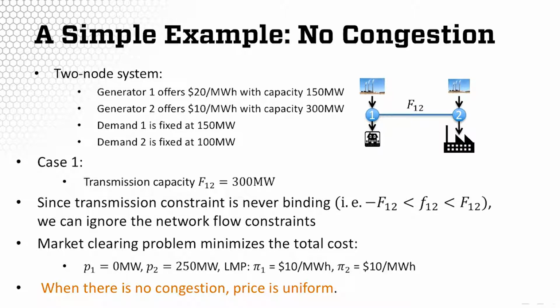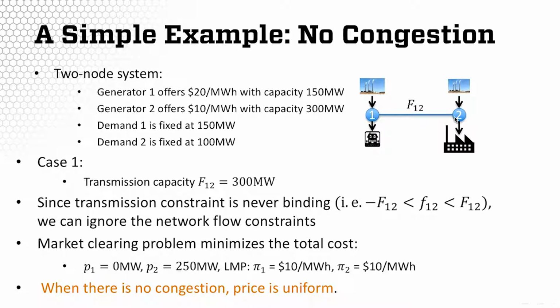This big F12 is 300. So this constraint is never binding, or never active, or the inequality never becomes an equality. So this situation is called no congestion. There's no congestion, just like traffic. There's no traffic jam on the transmission line.